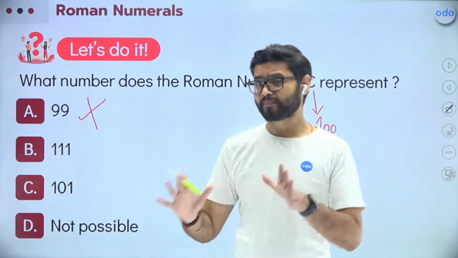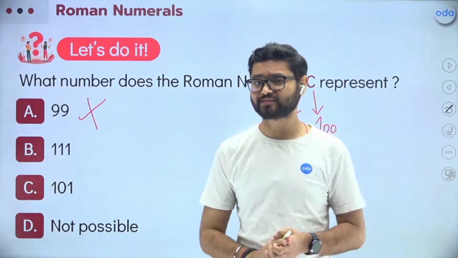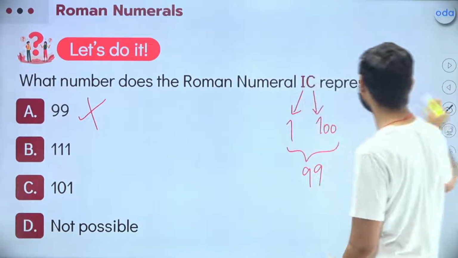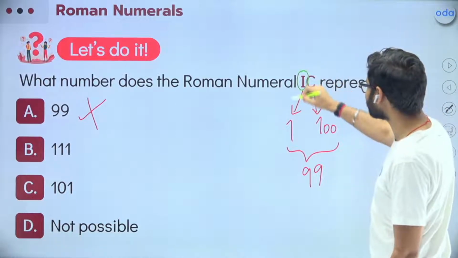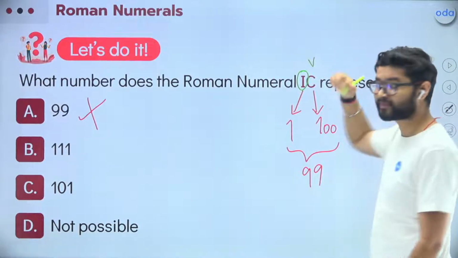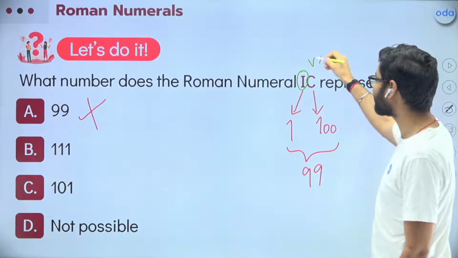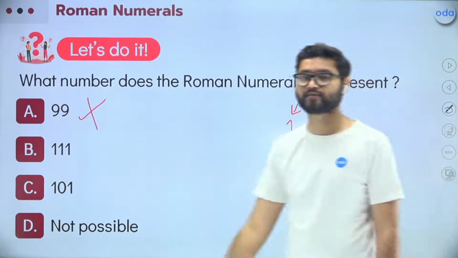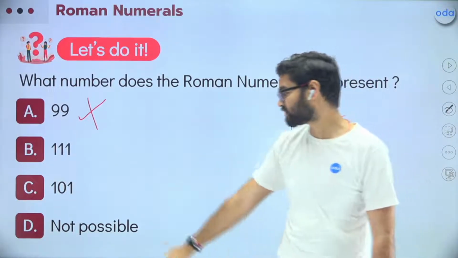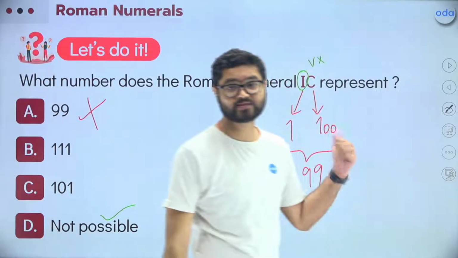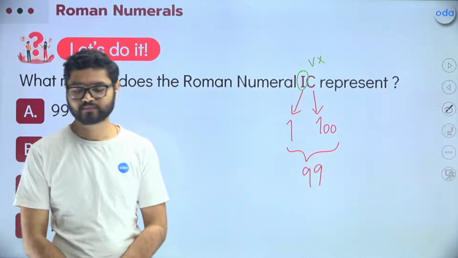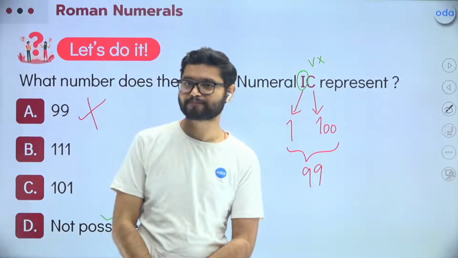Why? Remember, I have told you some conditions. If we are going to subtract I, I can only be subtracted from the next two symbols, V and X. We cannot subtract I from C. So that is the reason this is not possible. IC is not even a Roman numeral. Are you guys able to understand?